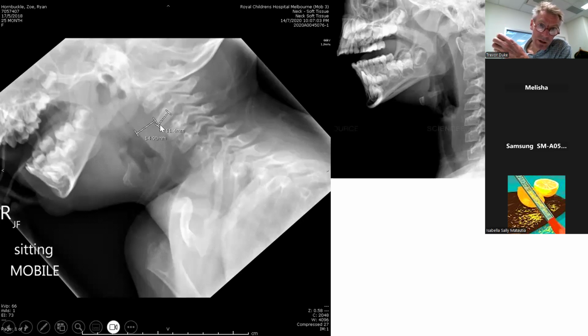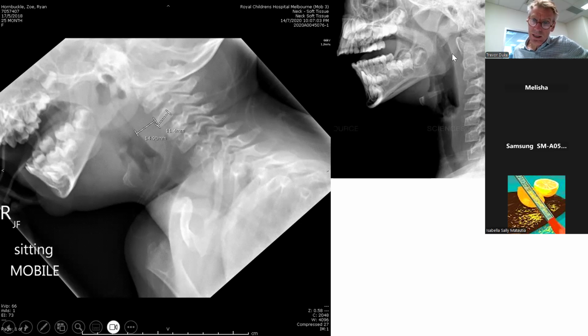It's 11 millimeters, the vertebral body at the widest diameter, and the retropharyngeal airspace is 15 millimeters, or 14.9 millimeters. So there's a very substantial swelling of the retropharyngeal airspace. This is normal. The X-ray on the right-hand side is normal, and you can see that the vertebral body is much wider than the retropharyngeal soft tissue space.